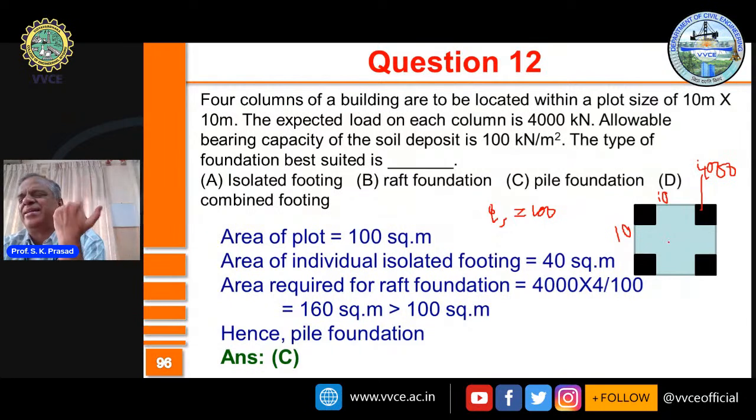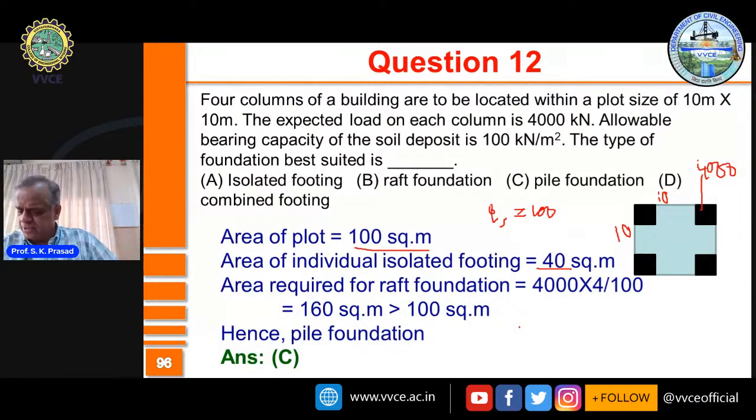Okay. First thing, let us consider, anyway, more on this we will talk a little later. However, I have this problem here, therefore, let me answer this, and then we'll go deeper later on. Each of the columns carries 4,000 kilonewton load. Assume that you are going to put isolated footings. Then, for 100 square meters, 100 kilonewton per meter squared SBC, and when the area of plot is 100 square meters, you will notice that for each isolated footing you require 40 square meters.